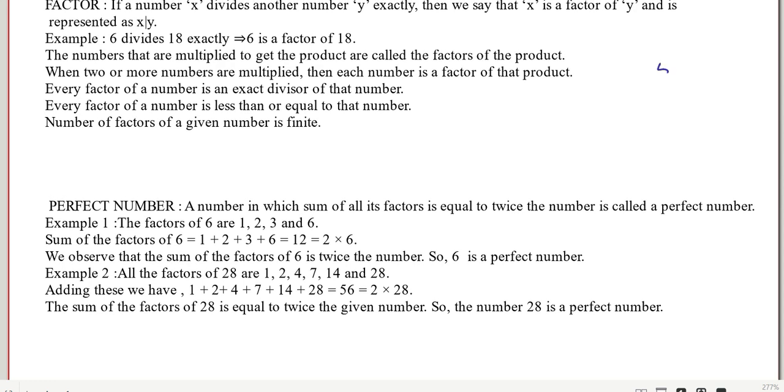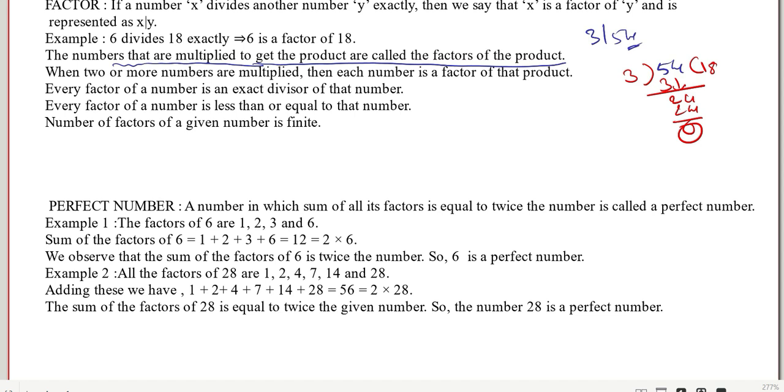If I take 54 and divide it by 3, 3 ones are 3, 2 left, then 24, 3 eights are 24. That means on dividing 54 by 3, we got a remainder 0. Then we say that 3 divides 54 exactly. 3 divides 54 exactly means 3 is a factor of the given number 54. In the same manner, the numbers that are multiplied to get a product are called factors of that product.